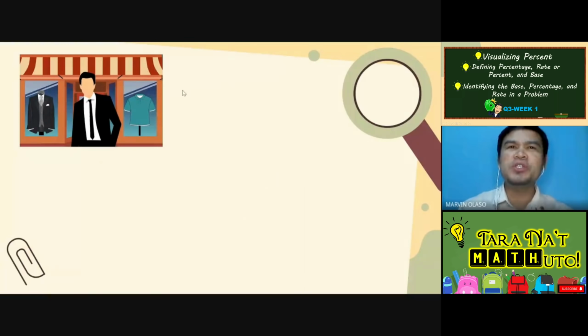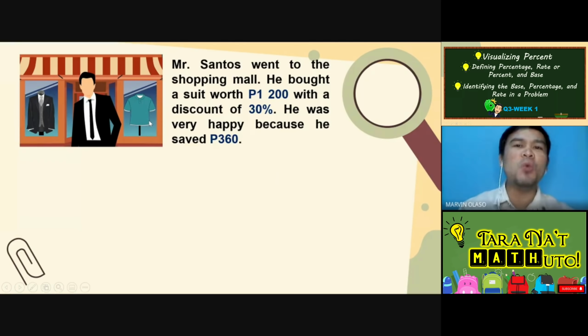Ayan. Let us use this sample problem or situation of Mr. Santos. Mr. Santos went to the shopping mall. Ayan, namasyal si Mr. Santos. He bought a suit worth 1,200 pesos with a discount of 30%. He was very happy because he saved 360 pesos. As you can see, I highlighted three given numbers. We have 1,200 pesos, 30%, and 360 pesos.